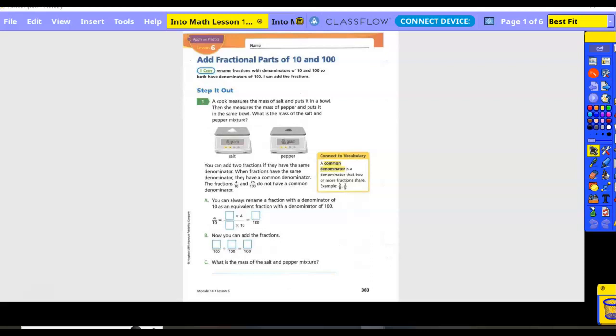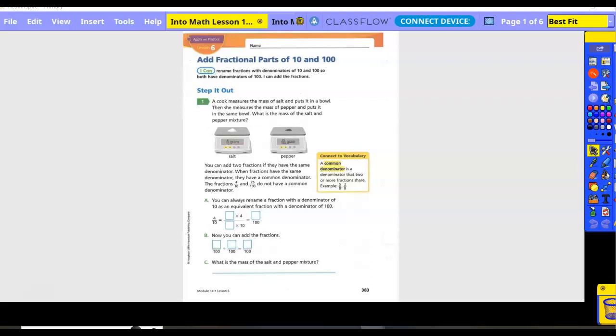So, like we were just talking about, in order to add or subtract fractions, you have to have a what? Common denominator. If you don't, then you have to find one first, and then you can go ahead. If you do already have a common denominator, then you can go ahead and start, correct? Yeah. Okay. Step it out.